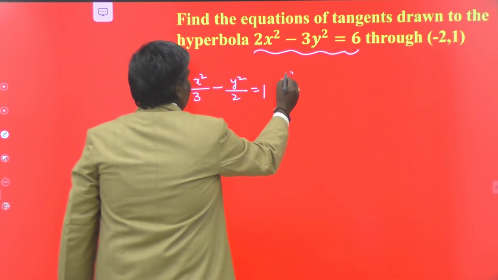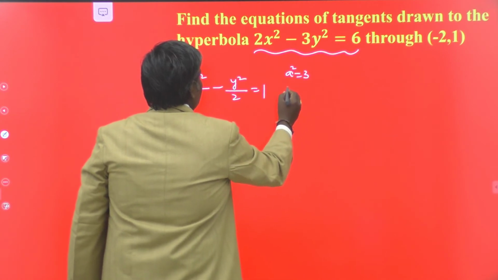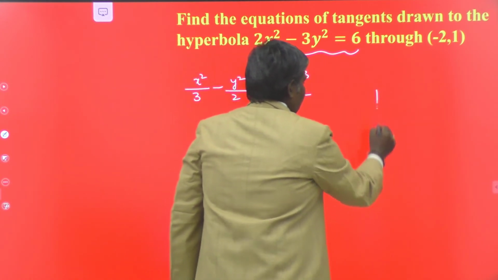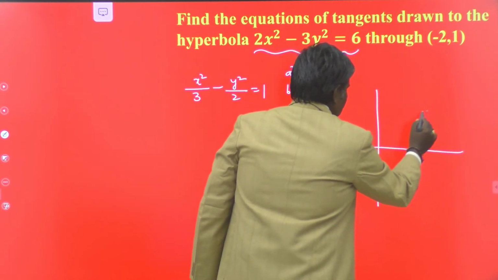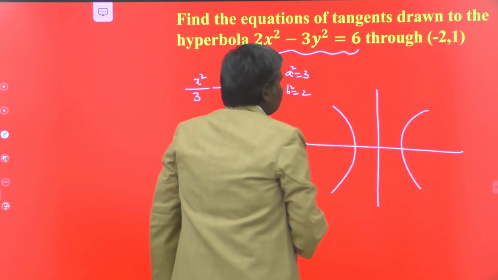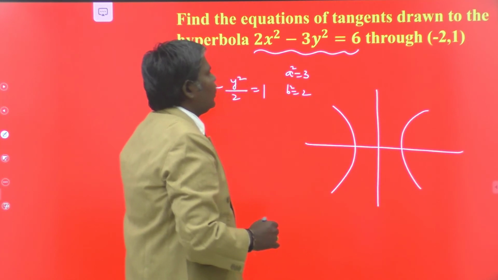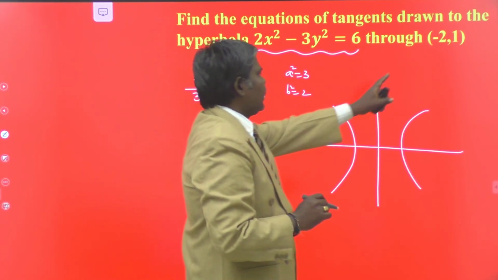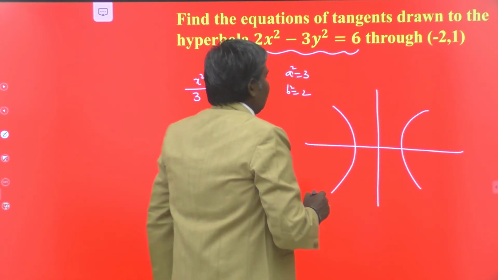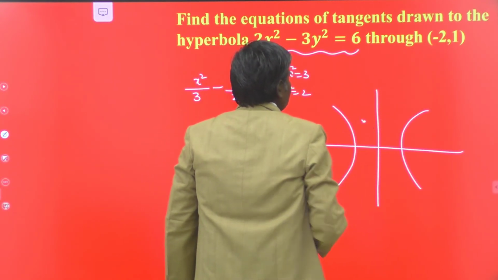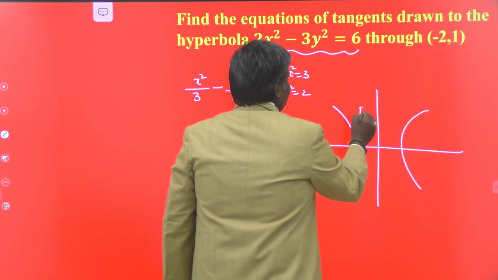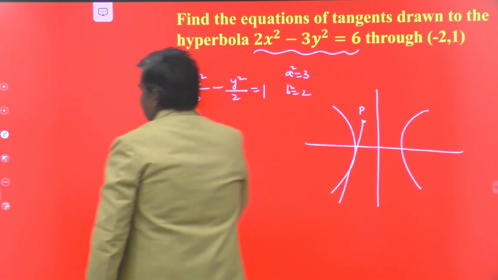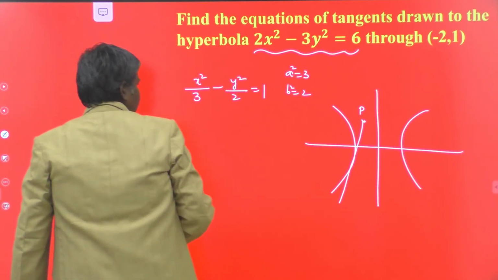Now what is a²? a² = 3. What is b²? That is 2. Now let us draw the rough diagram. This is your hyperbola. What is your aim? You have to find the equations of tangents through that point. x is negative, y is positive, so the point lies in the second quadrant. In the rough diagram, this is the point. We have to find the equations of tangents through that point.